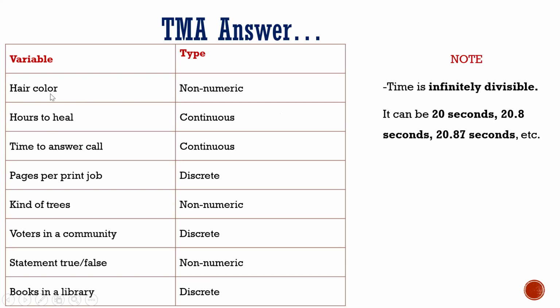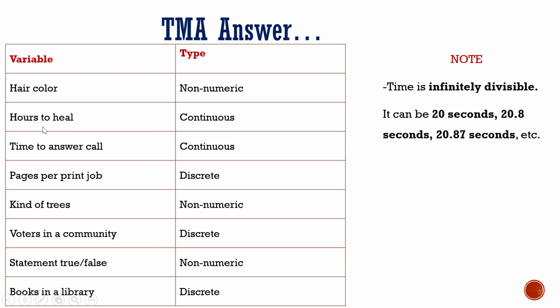All right. So hair color is not quantifiable. So it's non-numeric data when it comes to hair color. We can have black, we can have yellow, so they are not quantified. It's not like you're giving it number one color. I don't know if you understand what I'm saying. It doesn't have a numeric value.